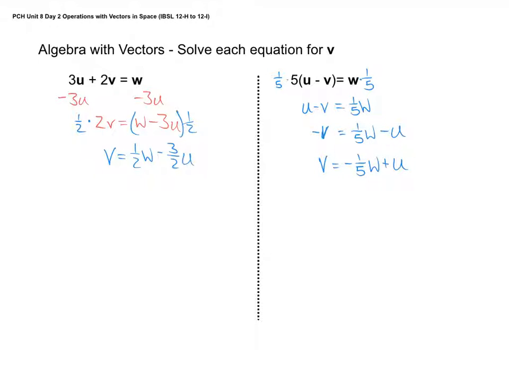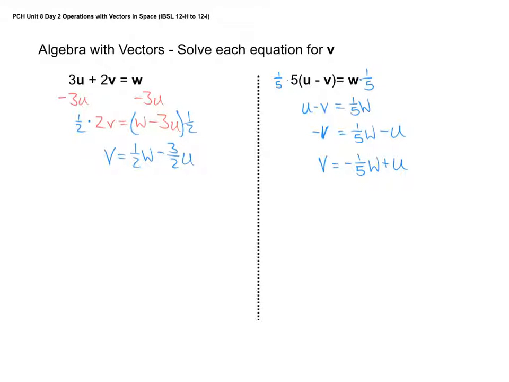So it's not too hard. It's just a little bit of algebra. We just have vectors. But you can treat them just like you would other variables. Questions? Okay.